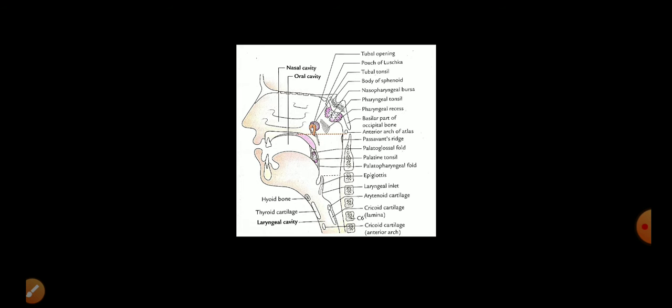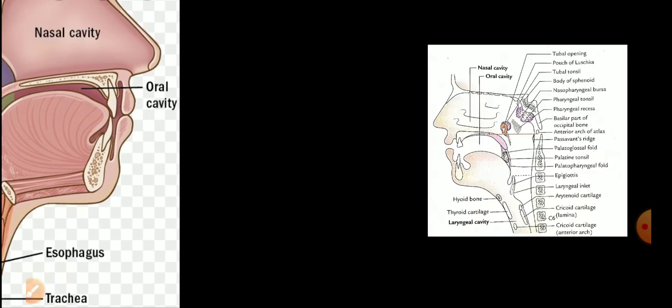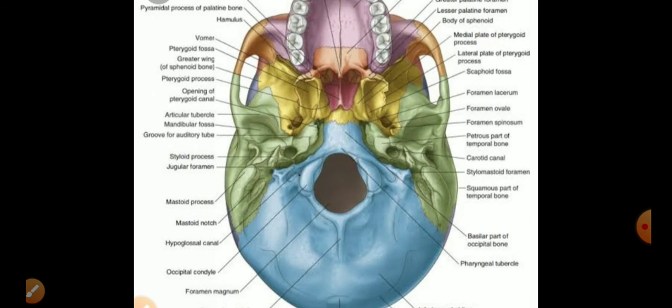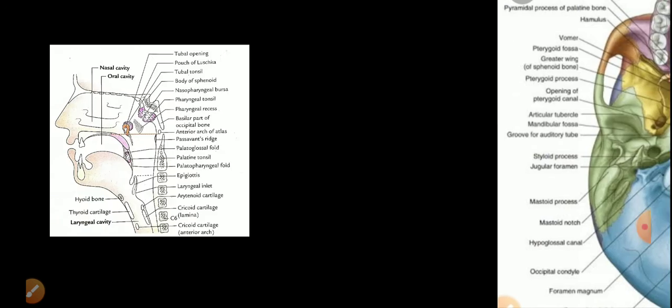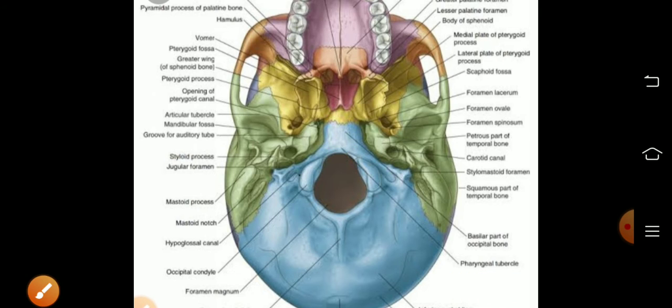So the nasopharynx, as I've told you earlier, is present behind the nasal cavity. When you're talking about the boundary, the roof of the nasopharynx is the roof of the pharynx entirely, right? So what is the roof of the pharynx? It is the body of the sphenoid and the basilar part of the occipital bone, as I've told you here, right? Body of the sphenoid and the basilar part of the occipital bone. Now this is the roof.